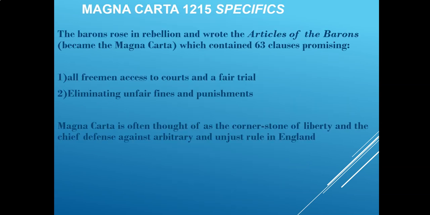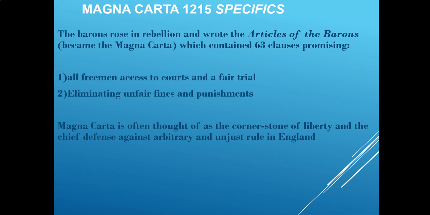The barons rose in rebellion and wrote the Articles of the Barons, which became known as the Magna Carta, and it contains 63 clauses promising: 1. All free men access to courts and fair trial. 2. Eliminating unfair fines and punishments. By the way, we are going to be looking at some of the specific clauses as we move forward, especially those ones that relate to the United States.